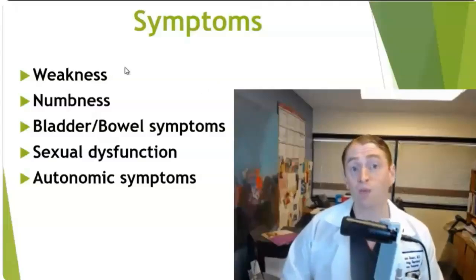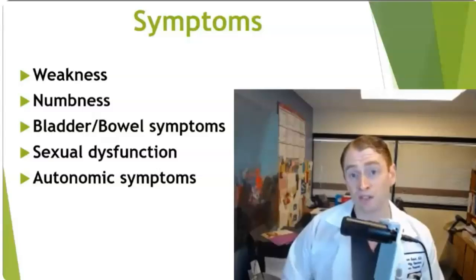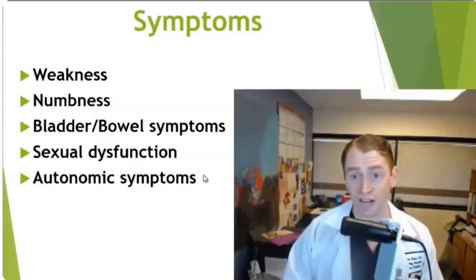The common symptoms are weakness of the limbs, numbness of the limbs or trunk below the level of the lesion. Bladder symptoms are very common, such as urinary frequency, having to go often, or straining to urinate, urinary hesitancy. Sexual problems, such as erectile dysfunction, are common, along with autonomic symptoms that I mentioned earlier, though they're often unrecognized.